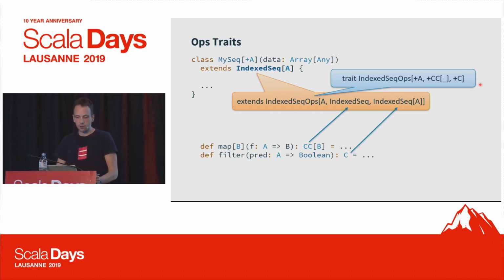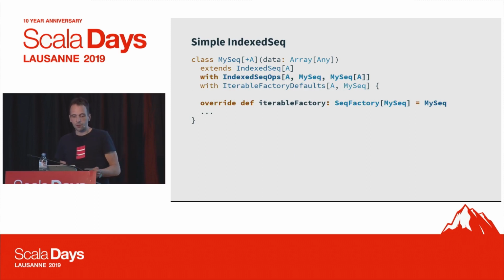So that's exactly what we do. We extend not just IndexSeek of A, but also IndexSeekOps of A, MySeek, and MySeek of A. So we're overriding the inherited versions. And the compiler would complain at this point because the types no longer match, so we have to implement an IterableFactory, which is just the factory that we previously implemented. And this gives us a MySeek constructor, basically. That's the way to build a MySeek instance.